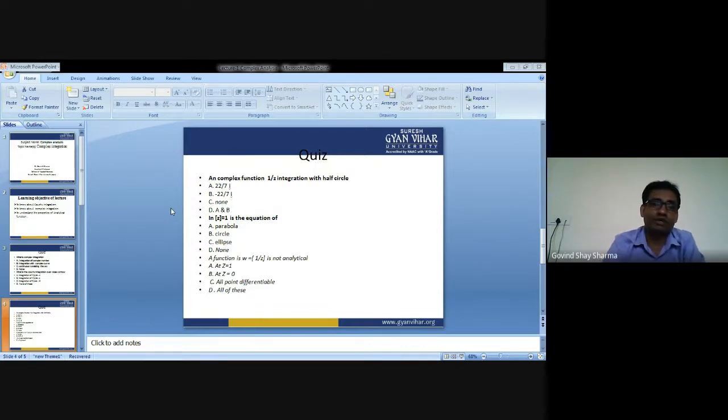The function w is equal to 1 upon z. At which place is this not analytic? For this we take dw upon dz, which gives minus 1 upon z square. Minus 1 upon z square is not defined at z equal to 0. Z equal to 0 is the point of singularity or pole, so there the function does not exist.